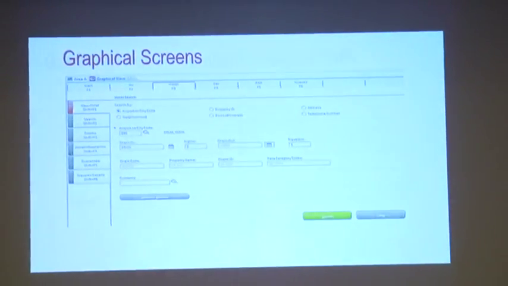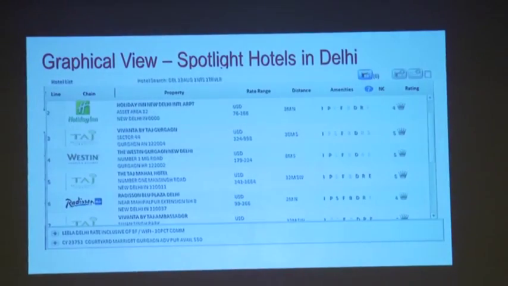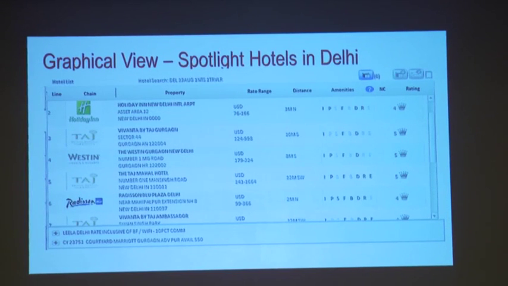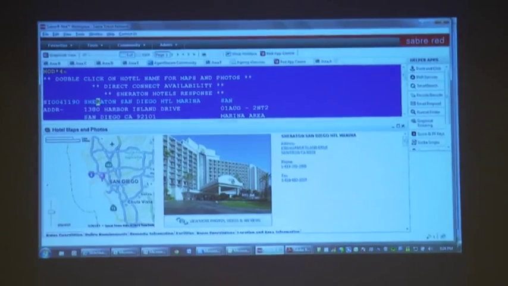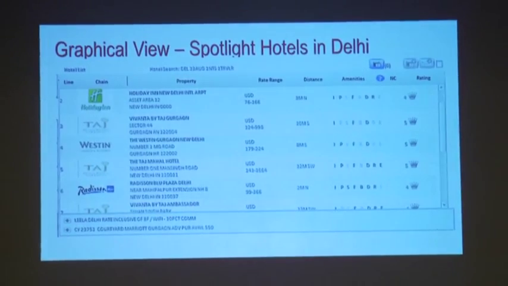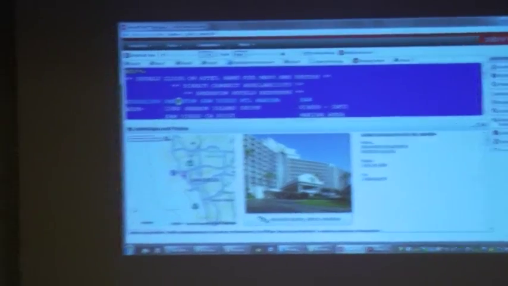This is how it looks. This is the spotlight screen. Isn't it amazing? So you can see the logos instead of the chain codes, names of the hotels, the rate range, all the parameters, but in a more user-friendly display. These are the promo spots. Images, you can load as many images as you want.